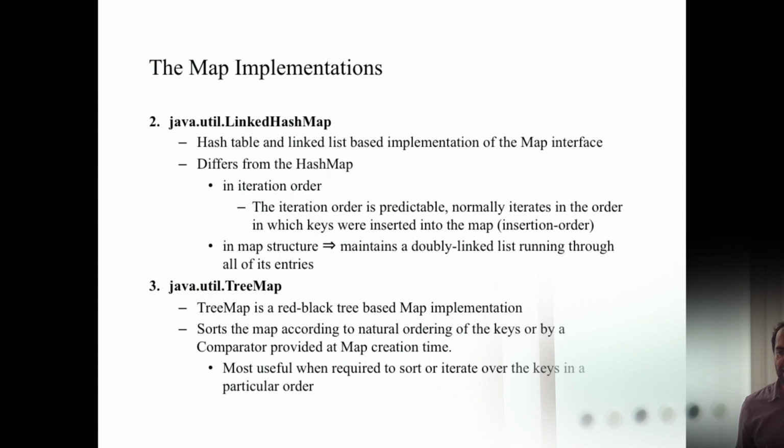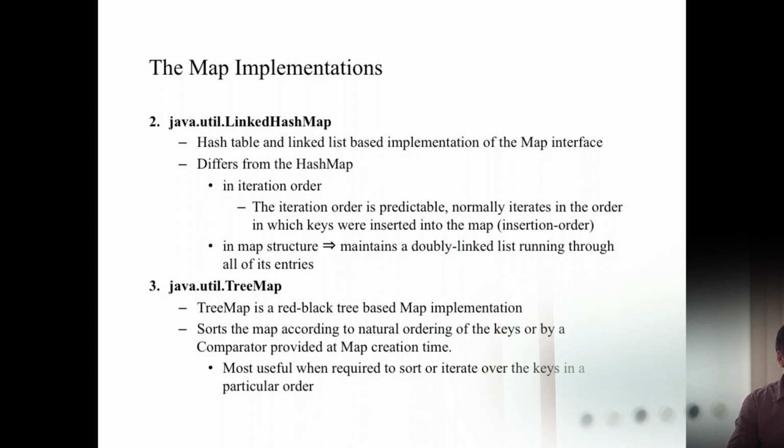And then we also have the LinkedHashMap, which internally uses both the hash table and the linked list. It differs from the HashMap in the iteration order, because the iteration order is predictable, normally the order in which the keys are inserted. On the other hand, in the HashMap there is no order maintained. You can get values in any order. However, if you want to have the order, then maybe you need to use a LinkedHashMap.